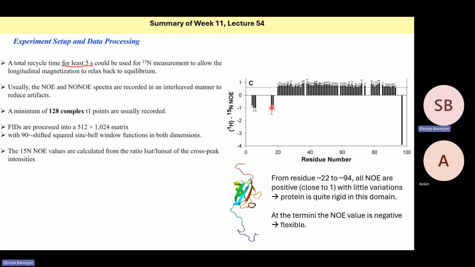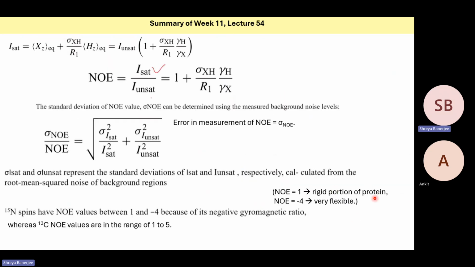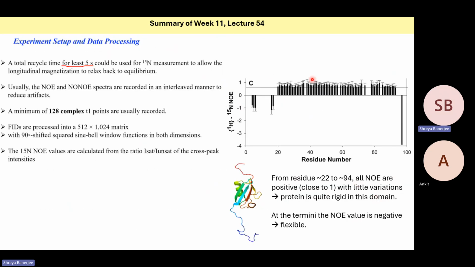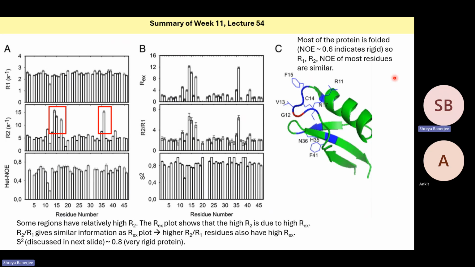So the N terminal is also flexible, negative, and the C terminal is also flexible, negative. And from residues around 22 to 94, all the NOEs are very close to 1. NOE close to 1 means that it is a rigid portion of the protein. Indeed, all these residues fall within the folded region of the protein, so it is very rigid.